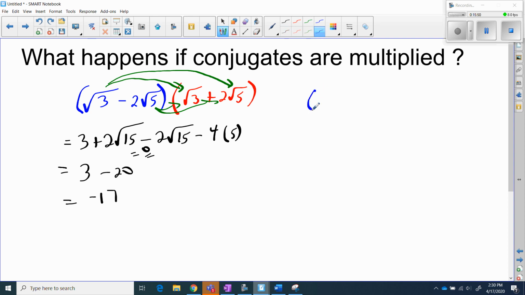I'll just pick an easy one here. Let's go 3 plus square root 7. Its conjugate would be 3 minus square root 7.